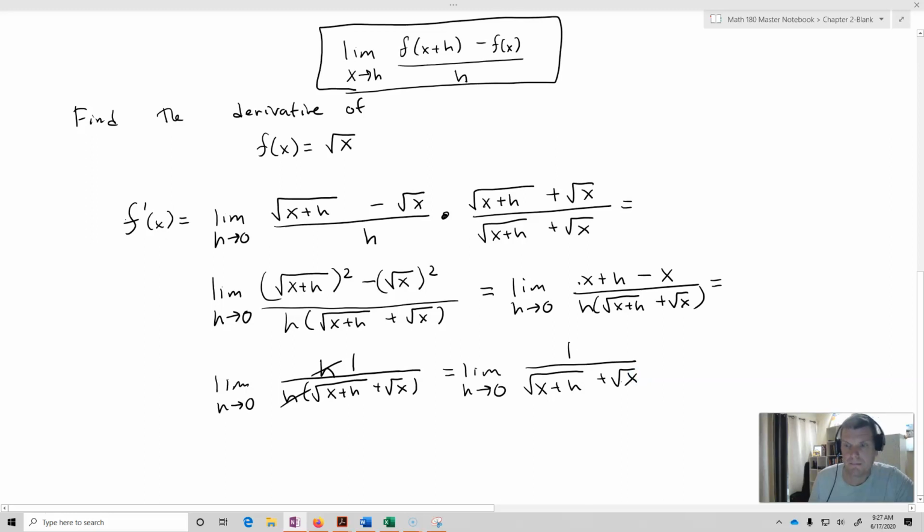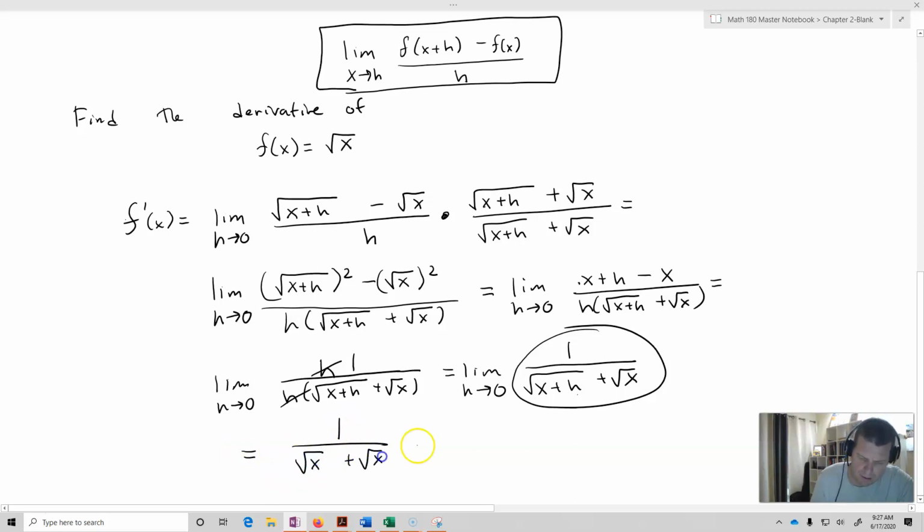Now, since this whole thing is a rational function, and 0 is in the domain of that rational function, it's not going to cause us to divide by 0, so we can actually just substitute. So now this is going to equal 1 over root x plus root x, which equals 1 over 2 root x.